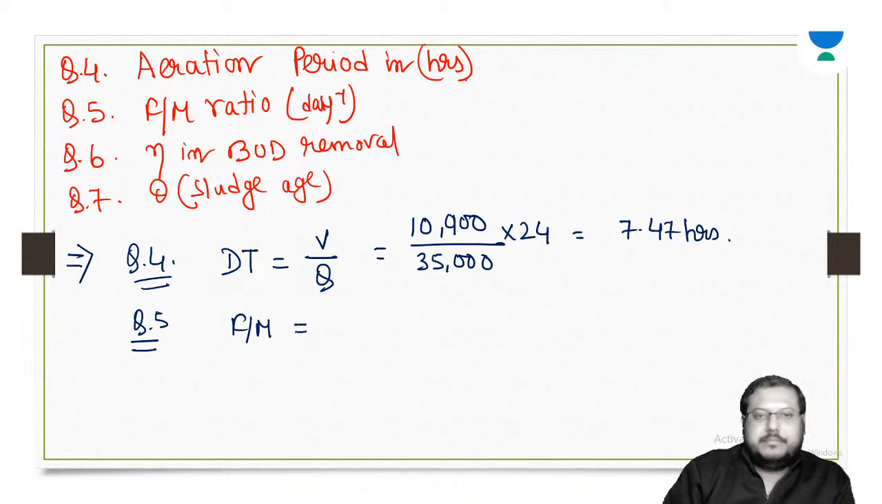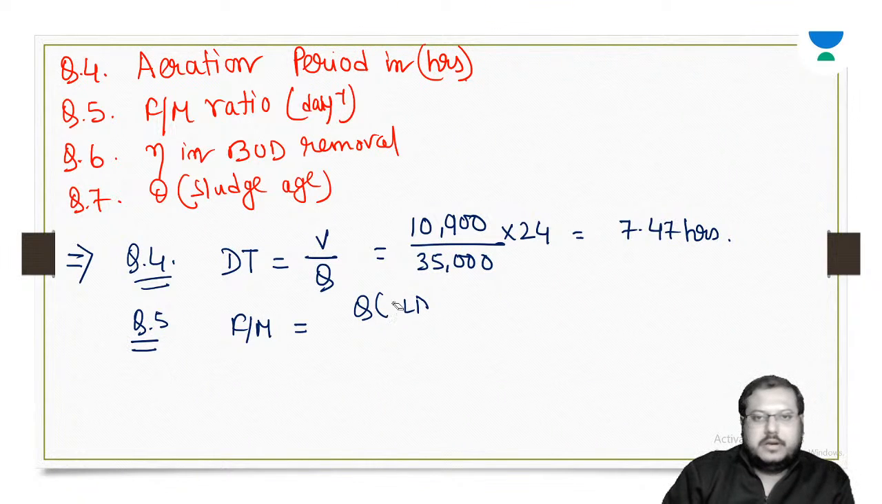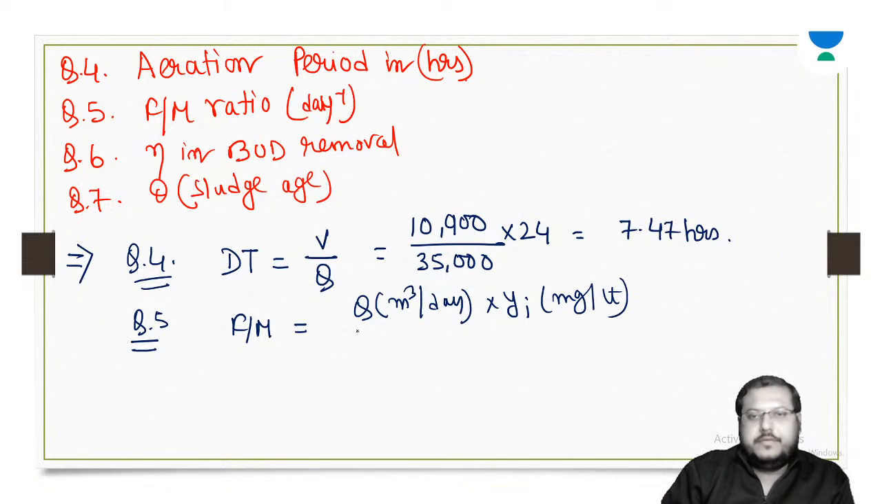Then F by M ratio, where Q has to be in MLD. No, sorry. Q has to be in meter cube per day. Don't make this type of mistake. Q has to be in meter cube per day, Yi in milligram per liter, V will be in meter cube, and X will be in milligram per liter, right?